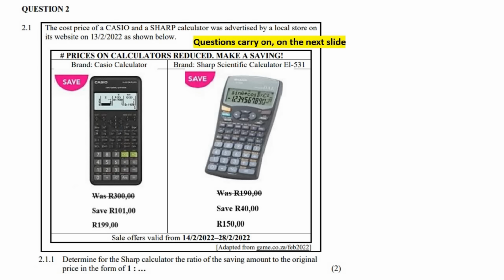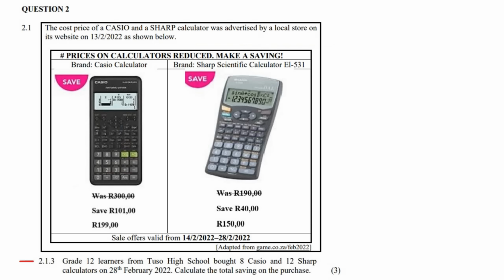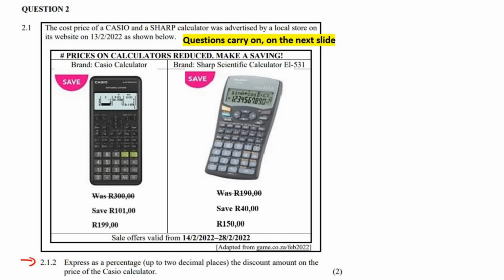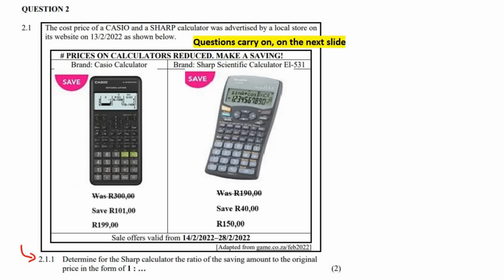With this question, we're going to be doing multiple parts. Here's the first part, then there's a second question and a third question. Okay, let's get started. It says that the cost price of a Casio and Sharp calculator is advertised in a local store. Here we've got the Casio and here we've got the Sharp. The Casio was 300 Rand, but now it's selling for 199, so you would save 101 Rand. The Sharp was 190, but now it's only selling for 150, so you could save 40 Rand.